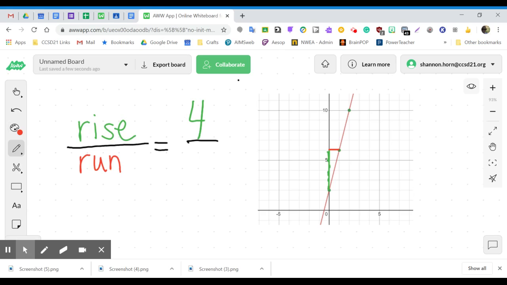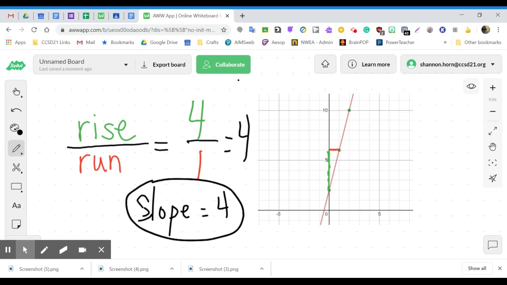Then I'm going to look at my run. So how far am I going to the right in this case? And I'm going 1. So my run is 1. And if I divide 4 by 1, I find out that that's 4. So in this case, my slope is 4.